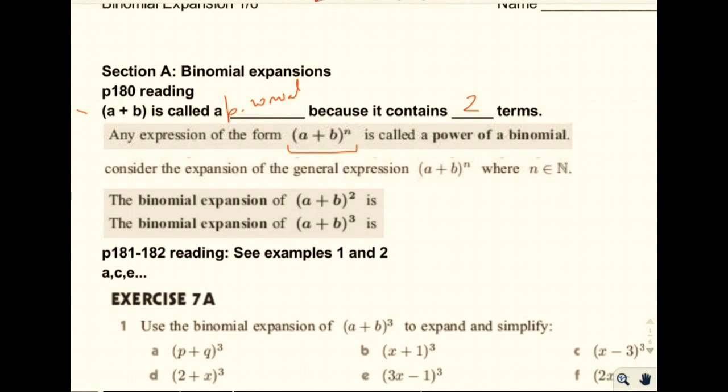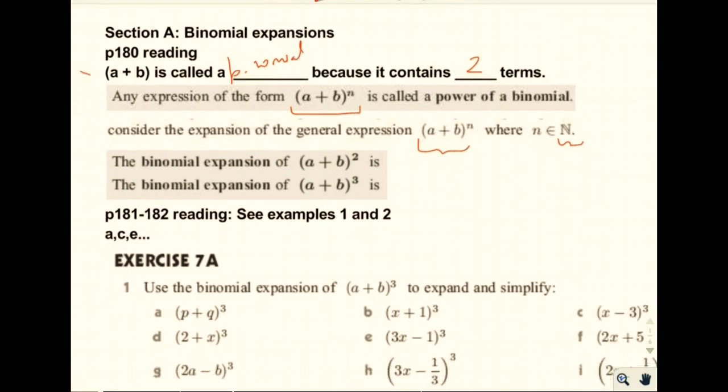Consider the expansion of the general expression a plus b to the n, where n is a natural number, which means it's 1 through whatever, a positive integer, positive whole number. The binomial expansion of a plus b squared is, and then there's two ways you could do this. One is you might have it memorized. The other is you use FOIL.